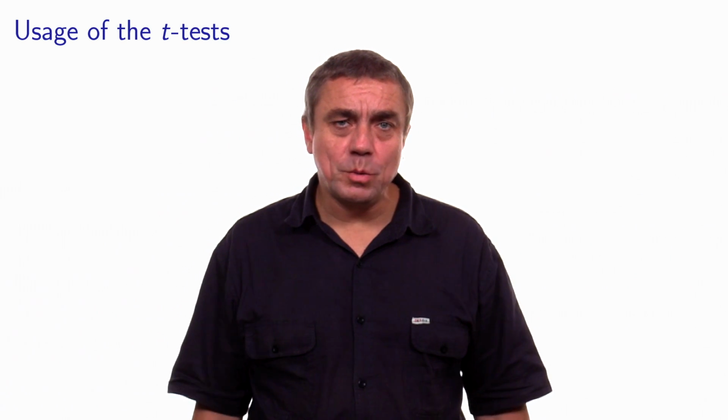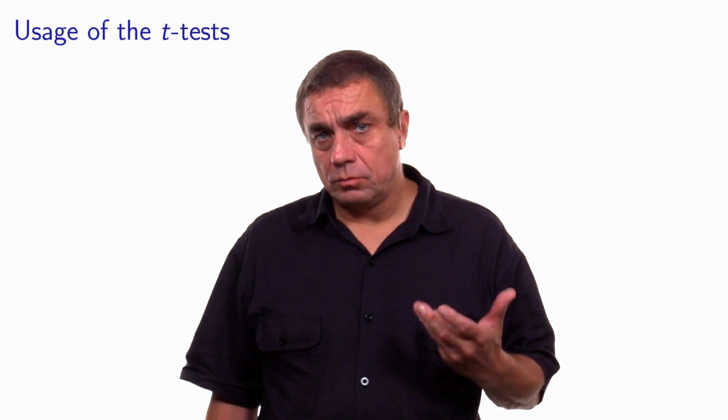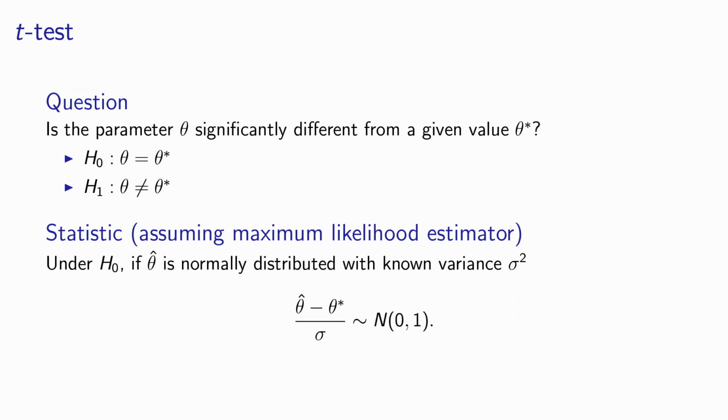Hello, in this video we will look at one of the most important statistical tests that is applied on choice models. It's the t-test. The objective of the t-test is to analyze the question of whether a parameter of the model, let's say theta, is equal to a given target value theta star. We would like to see if the value that we obtain from estimation is significantly different from this value theta star. Basically, the null hypothesis is that the true value of the parameter is indeed theta star.